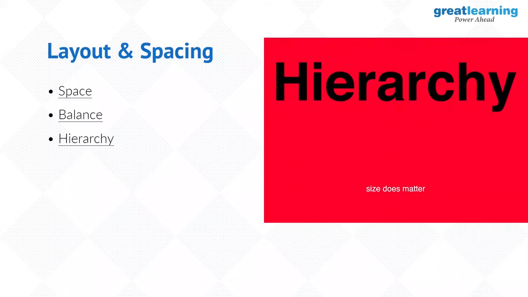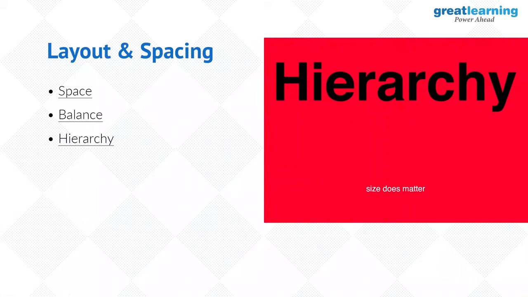So that is what balance is. It is the balance between the two types of spaces, negative and positive. Positive being where your elements lie, and the negative space being the spaces between them. Suppose in this image, the H and the I and the E and the R were all squeezed together, you wouldn't be able to even read what the word says. That is one thing. Now let's talk about hierarchy.